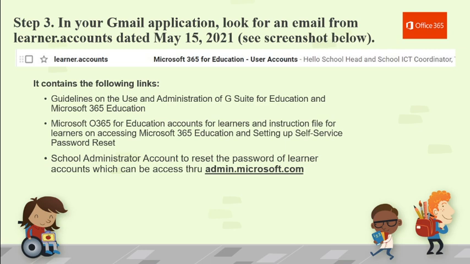That email is dated May 15, 2021. As shown in the screenshot, the sender is learner.accounts with the subject Microsoft 365 for education user accounts. Once you open that email, it contains the following links. First is the guidelines on the use and administration of G Suite for Education and Microsoft 365 Education. It also contains the Microsoft Office 365 for education account for learners, an instruction file for learners on accessing Microsoft 365 Education and setting up the SSPR, or the self-service password reset.